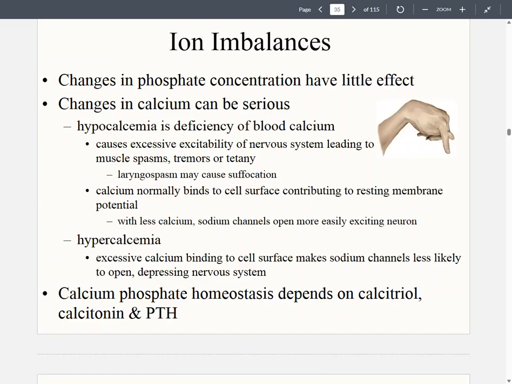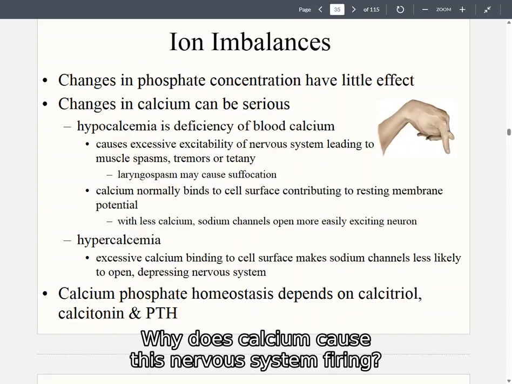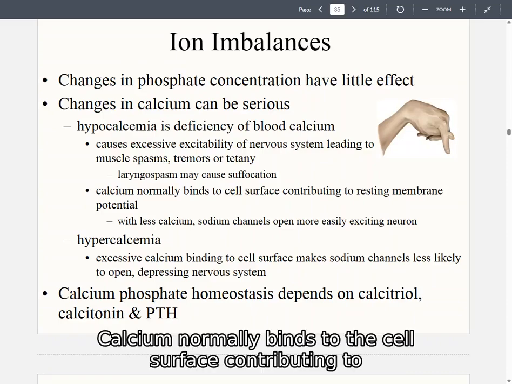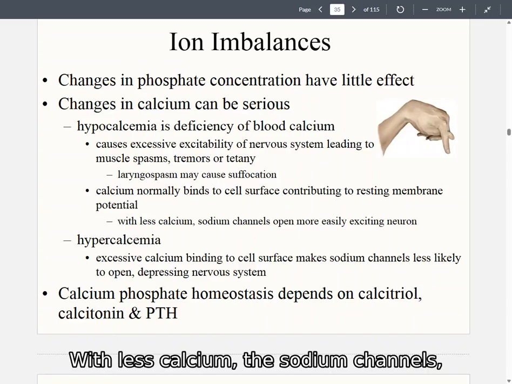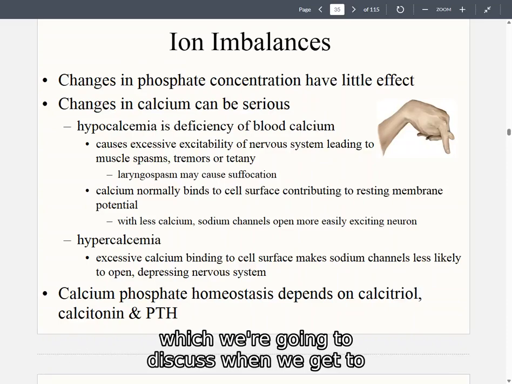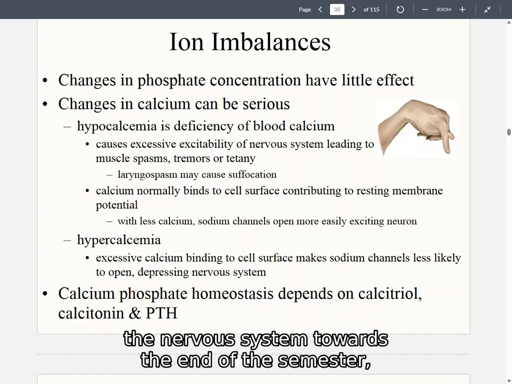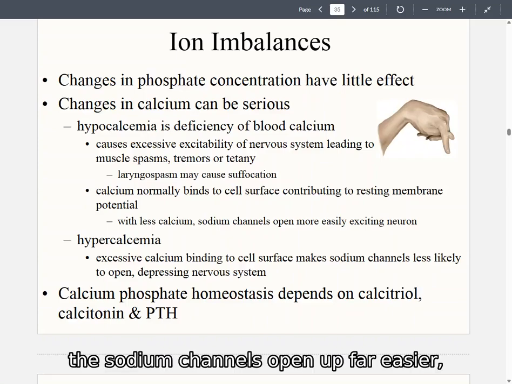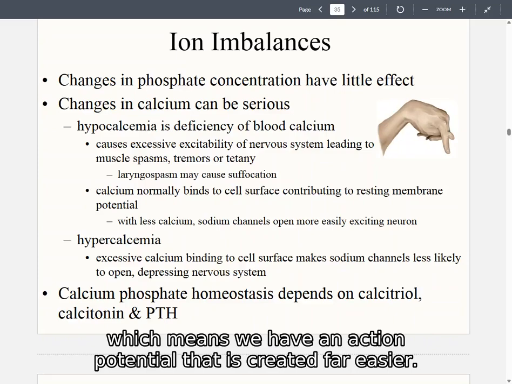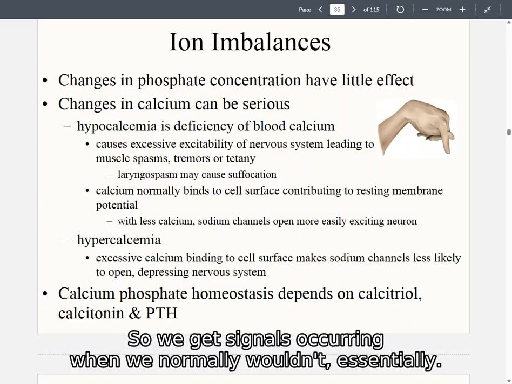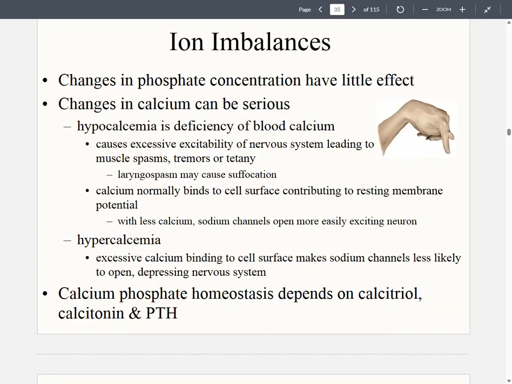All right, why? Why does calcium cause this nervous system firing? Calcium normally binds to the cell surface, contributing to resting membrane potential. With less calcium, the sodium channels, which we're going to discuss when we get to the nervous system towards the end of the semester, open up far easier, which means we have an action potential that is created far easier. So we get signals occurring when we normally wouldn't, essentially.